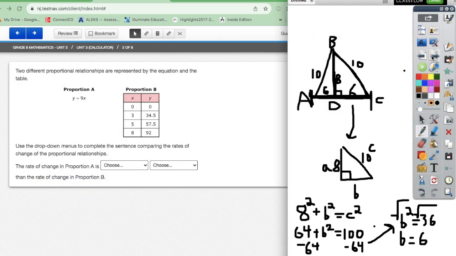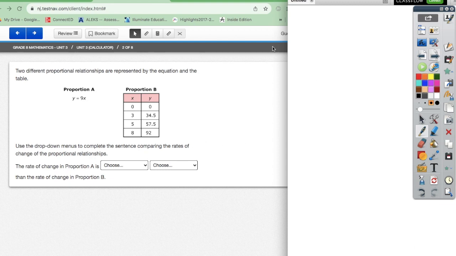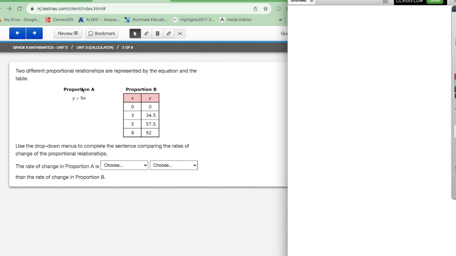We did not flag this one. This one is one that we can do without an explanation. So it says 2 different proportional relationships. So I have y equals 9x. And I have this other one here, proportion b.